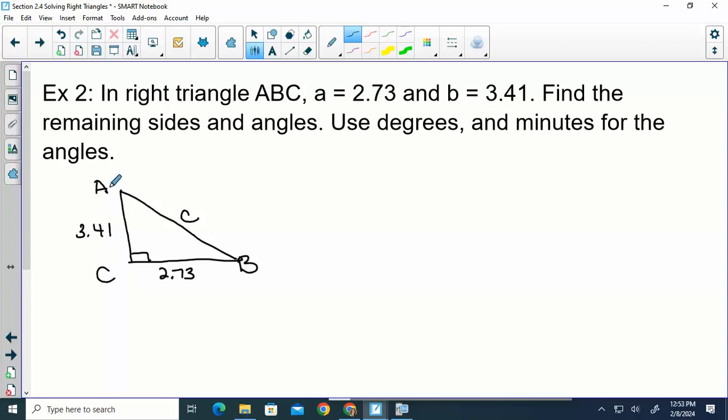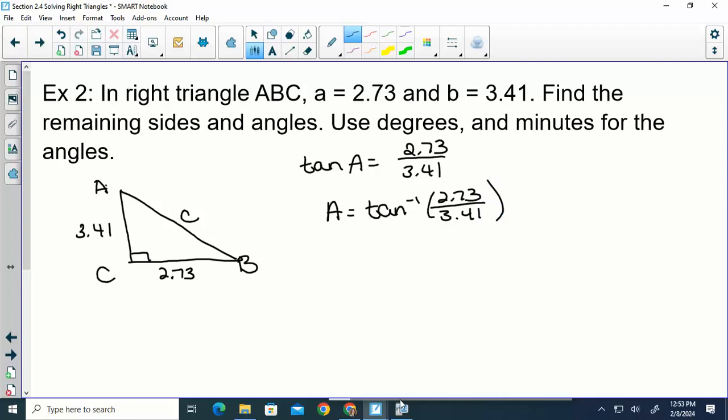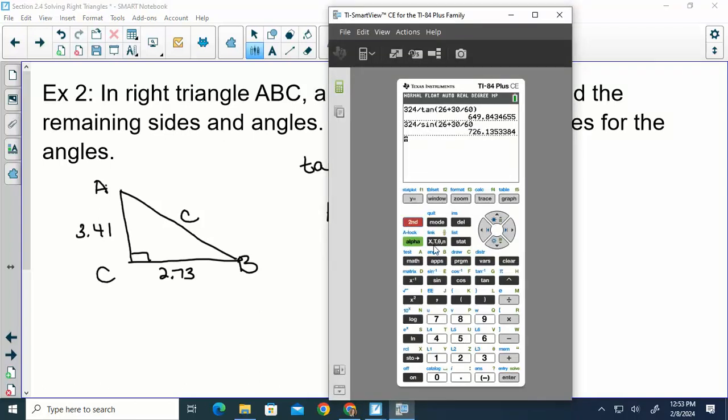So let's say I wanted to get angle A. Okay, I have the opposite and the adjacent sides. What trig function involves opposite and adjacent? So we can say the tangent of angle A equals my opposite over my adjacent. Well, we talked about if you're looking for an angle, what do we do on the calculator? Tangent negative 1.